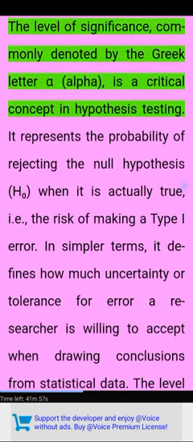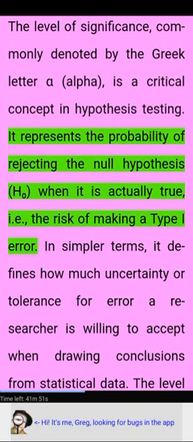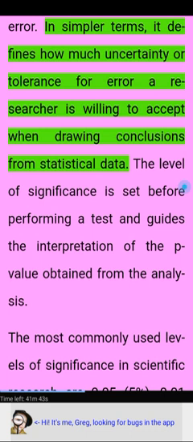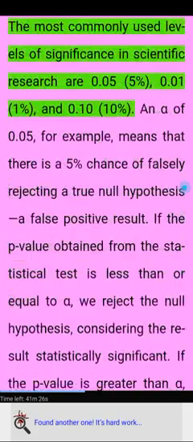The level of significance, commonly denoted by the Greek letter alpha, is a critical concept in hypothesis testing. It represents the probability of rejecting the null hypothesis H0 when it is actually true, i.e., the risk of making a type 1 error. In simpler terms, it defines how much uncertainty or tolerance for error a researcher is willing to accept when drawing conclusions from statistical data. The level of significance is set before performing a test and guides the interpretation of the p-value obtained from the analysis. The most commonly used levels of significance in scientific research are 0.05 (5%), 0.01 (1%), and 0.10 (10%).